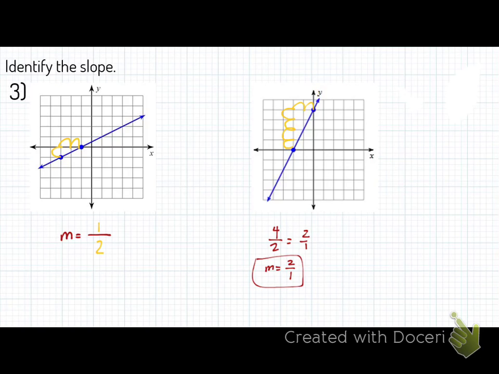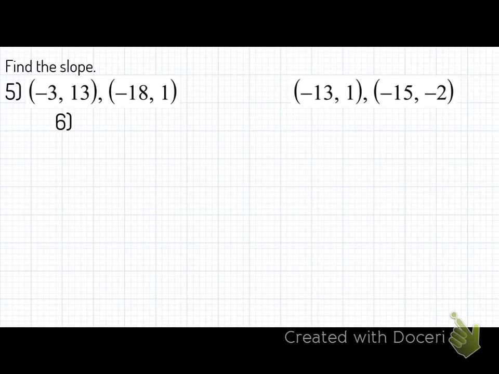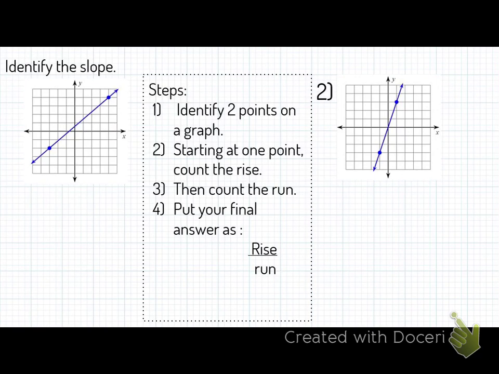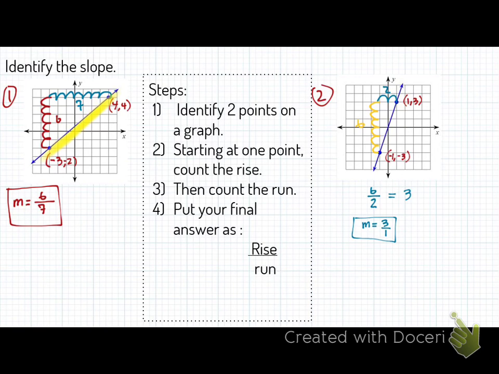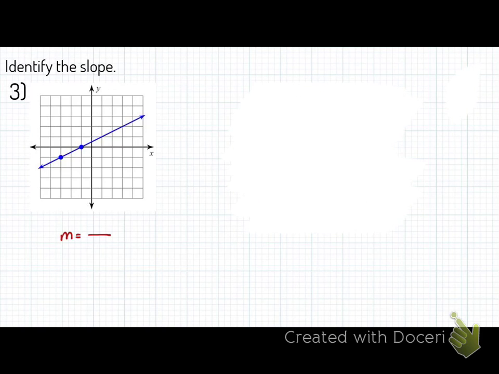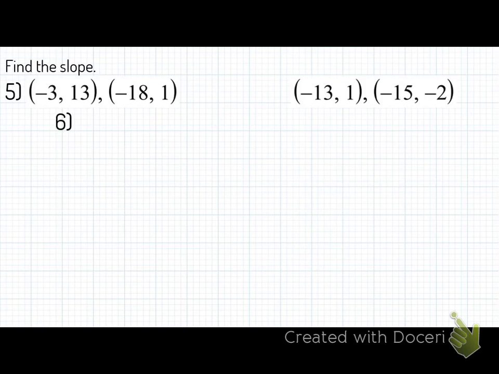Number 5 now. Okay, so I've got a question for you. Remember how on these problems, like on numbers 1 and 2, we figured out the points, and then we figured out the rise over run? You see that? Talk to your group: what would you do if you had the points but you didn't have the graph? Talk to your group about strategies. What would you do?